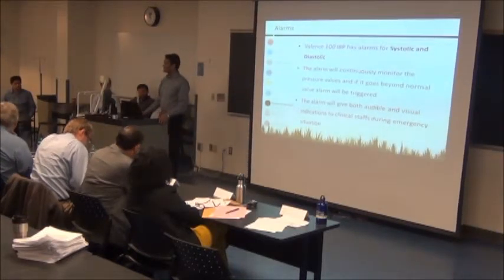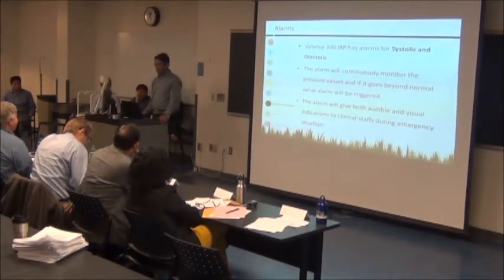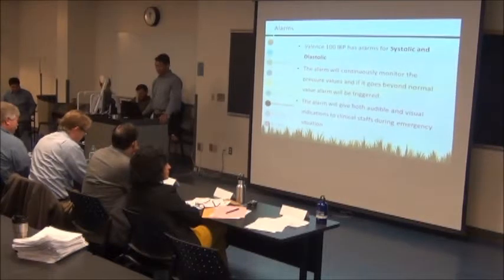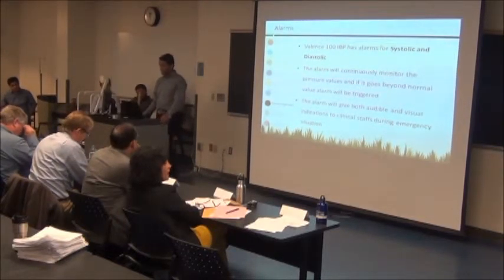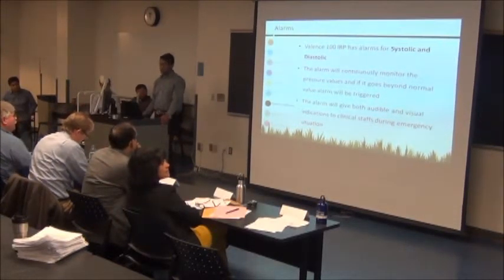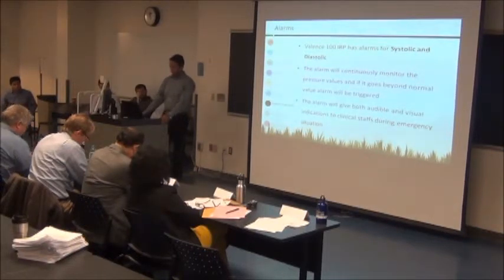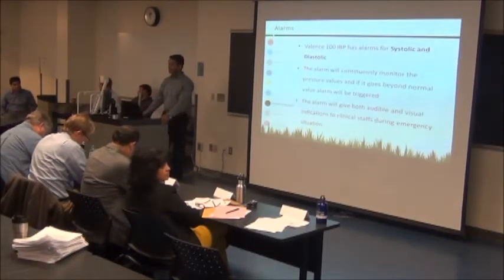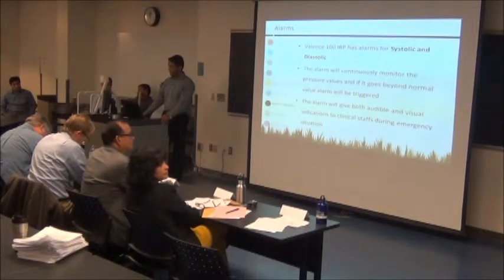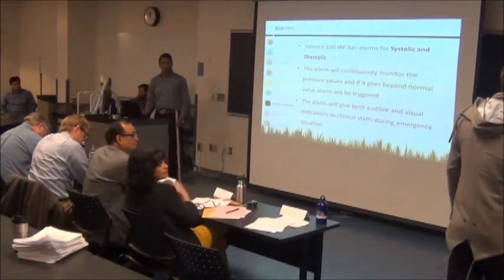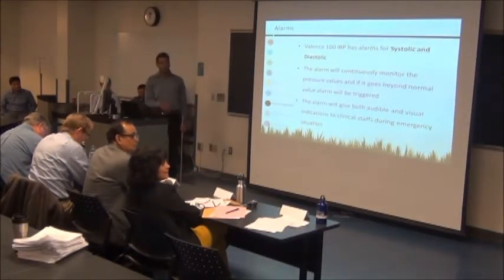Hi everyone, my name is Gijo. I'm going to talk to you about alarms in section B. Basically, the Valence 100 IDP machine has mainly two alarms, for systolic and diastolic. The alarms will continuously monitor the pressure values, and if they go beyond the normal value, alarms will be triggered. The alarms have both audible and visual indications to clinical staff during emergency situations. Now, Evan will help in the demonstration.